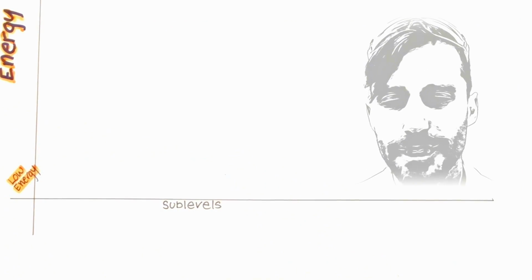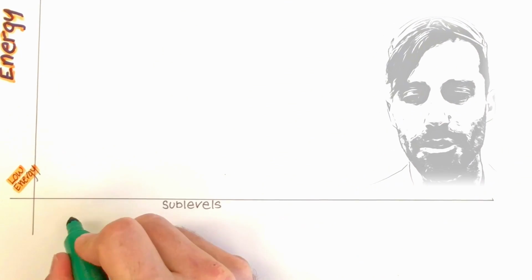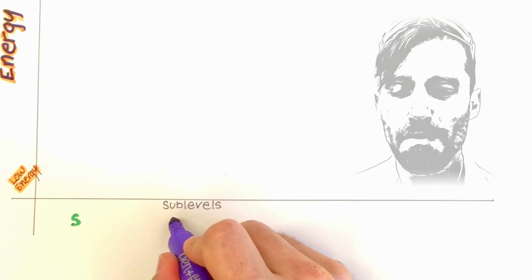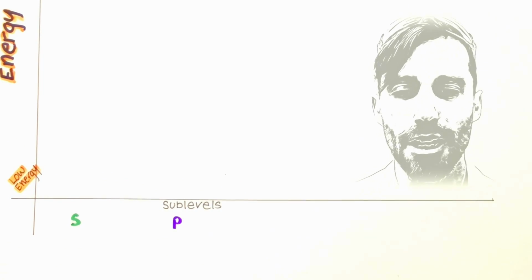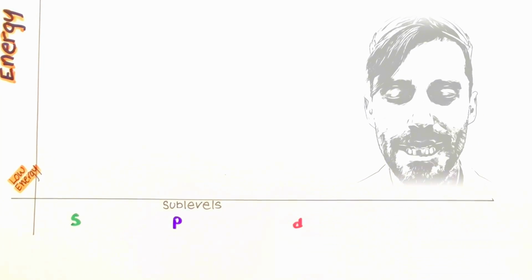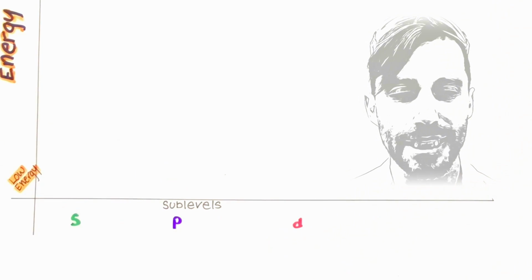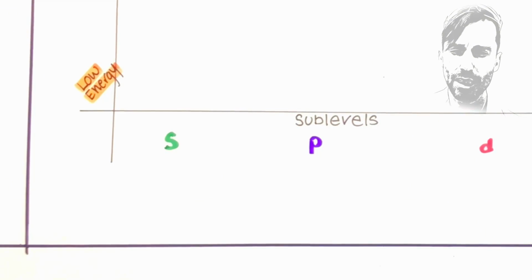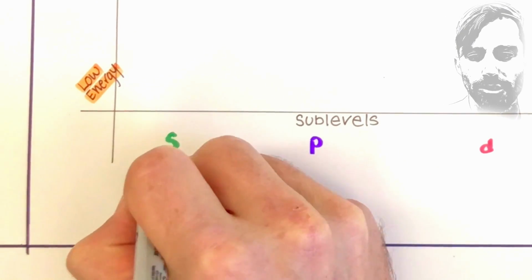And the x-axis, those are going to be our different sublevels. So we'll color code those. Green is going to be our S sublevel today. Purple will be our P sublevel, red will be our D sublevel, and blue will be our F sublevel. So let's look at a little bit more about these sublevels.